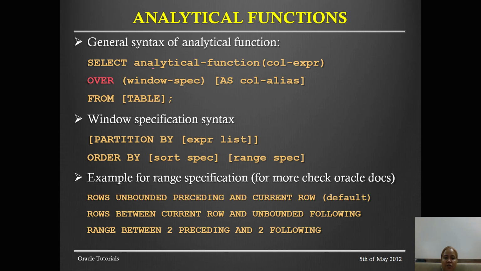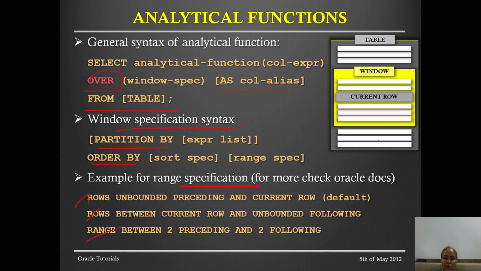Analytical functions. So, the general syntax of analytical functions, we use the OVER here, and the different alias and from what table should we need to have for the analytical function. We also use the window specification syntax by using the partition by and then the order by. Example for range specification, to check for more, see Oracle Docs. So we have this kind of range specification.